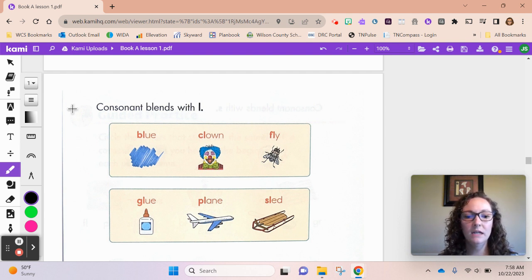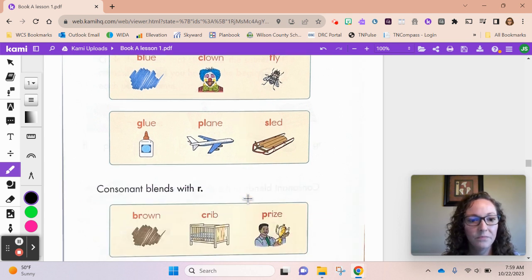Okay, so this first set of examples are consonant blends with the letter L. So we have BL, bl, and here's our example, blue, the color blue. We have CL, cl, for clown. FL, fl, for fly. GL, gl, for glue. PL, pl, for plane. And SL, sl, for sled. And you can watch this as many times as you need to listen to that again in case I'm going too fast or you forgot.